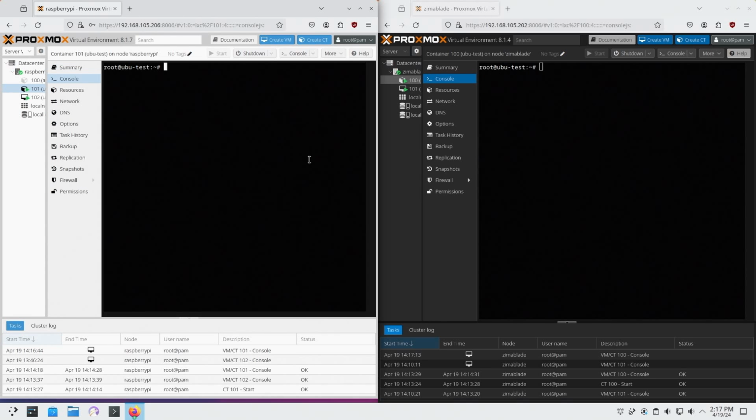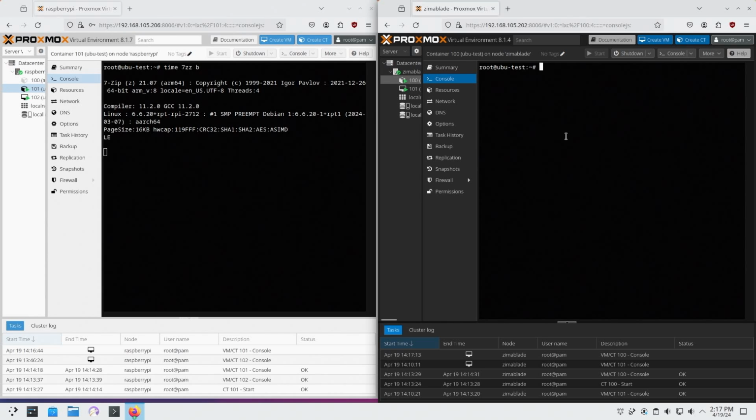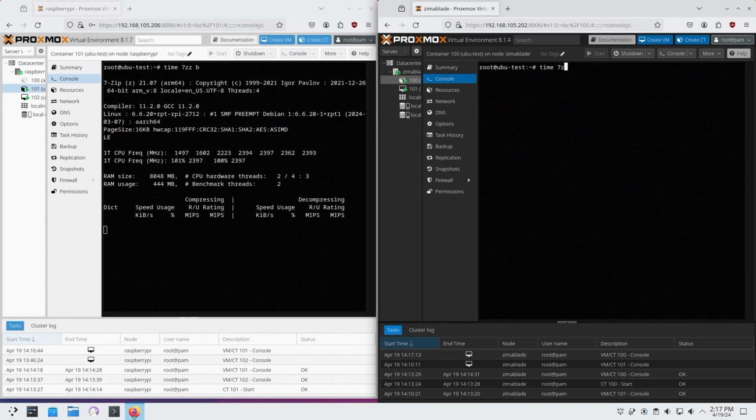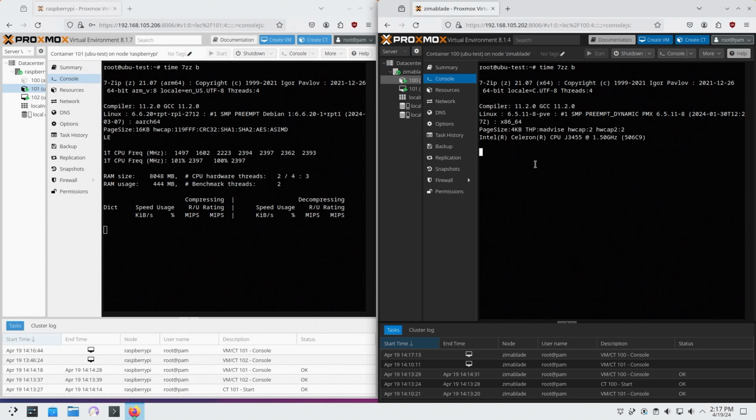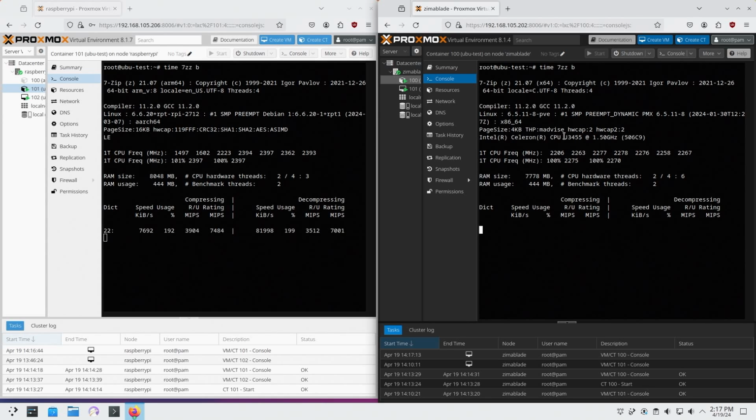All right, here we go. We're going to do time 7z b. Same goes for here, time 7z, b for benchmark. You can actually see the CPU on this side where it says J3455 at 1.5, and over here it actually doesn't have the mention of the CPU itself.